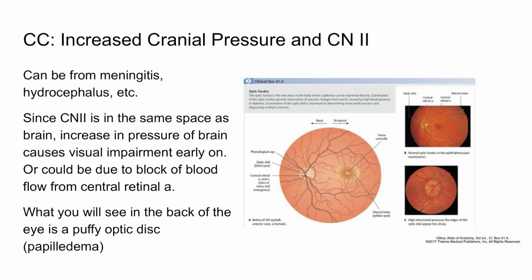So the key takeaway is that because the optic nerve is continuous with the brain and shares that surrounding fluid space, any increase in intracranial pressure will be transmitted directly to the eye, producing papilledema that can be visualized on exam.